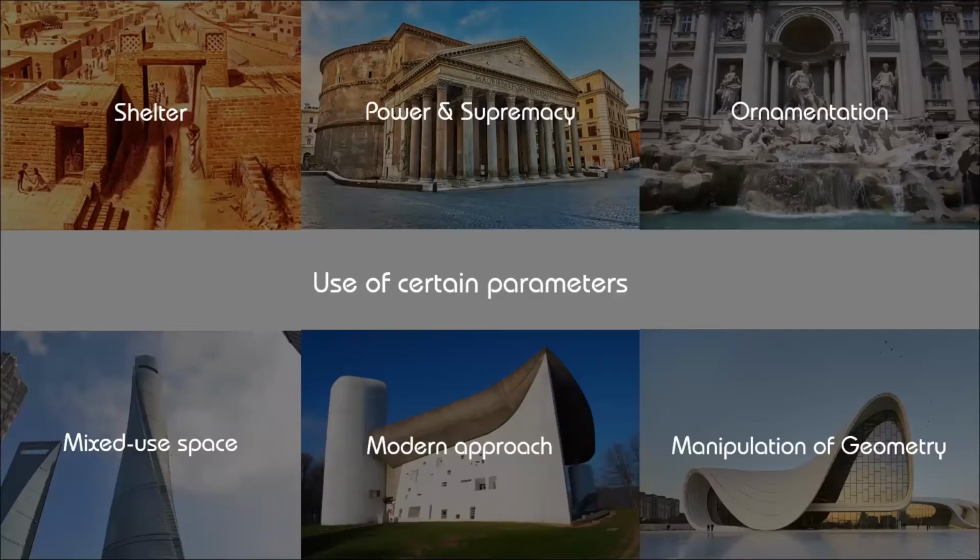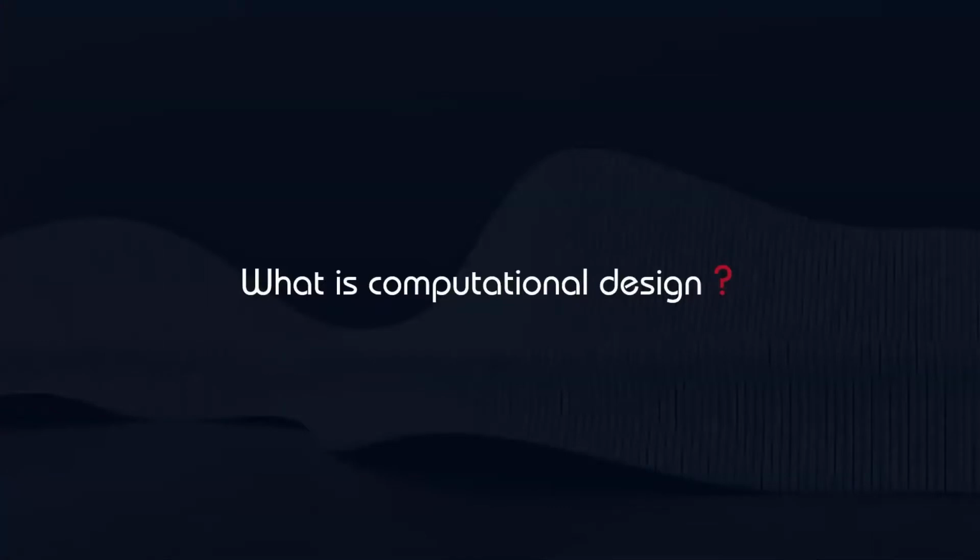Earlier, the parameters were somewhat more philosophical, but now along with philosophical parameters, we have mathematical parameters which actually guide the formation and the forms of specific typologies of building.